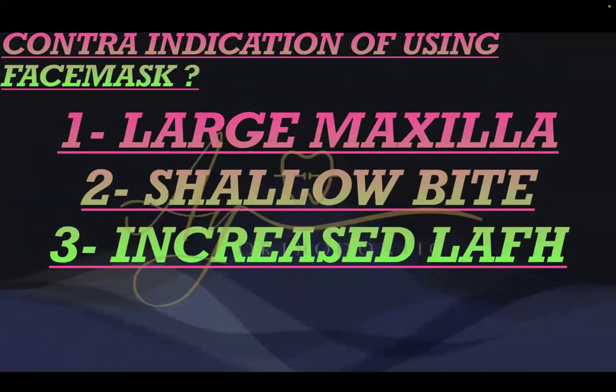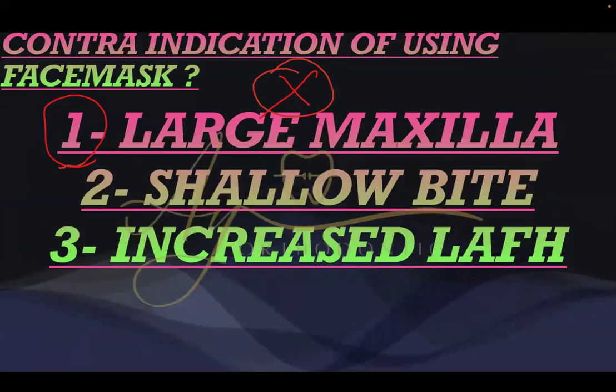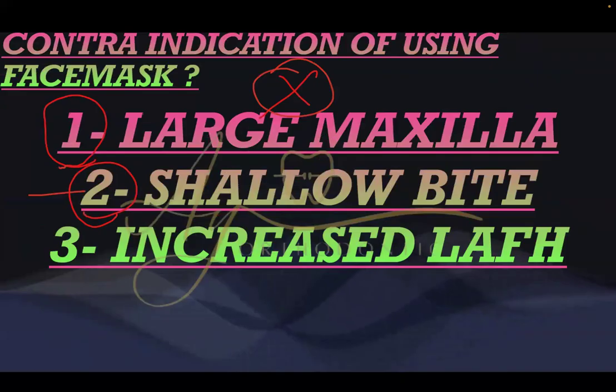When is it contraindicated? When I have a large maxilla, so I have nothing growing in the maxilla, I'm not going to use it. When I have a shallow bite, as we mentioned, because it tends to procline the upper labial segment, and during the proclination of the upper labial segment, it's going to shallow the bite. I don't want to end the case with an open bite. And increased lower anterior facial height.